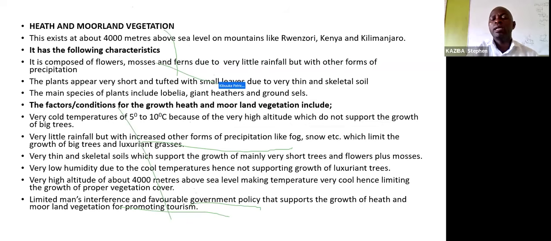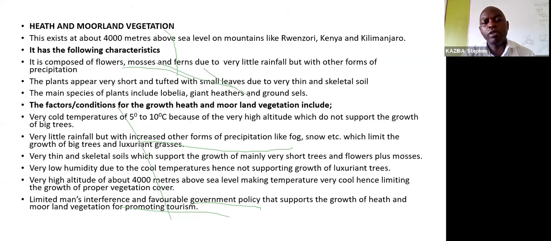Then lastly, the last vegetation type, which is above 4,000, because from 4,000 upwards, we have bare rock and snow. So at that point, there are more flowers, and they are found at that height. They are composed of flowers, mosses, ferns, due to limited rainfall, but with other forms of precipitation. There is some bit of snow, which enhances their growth.